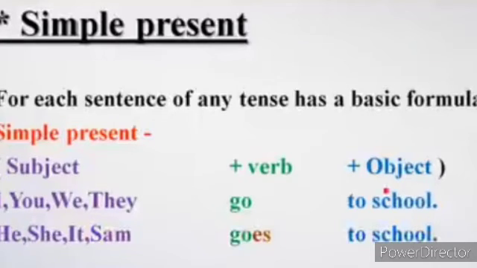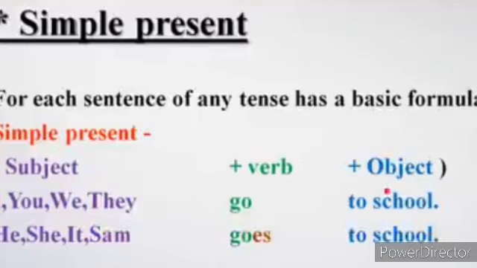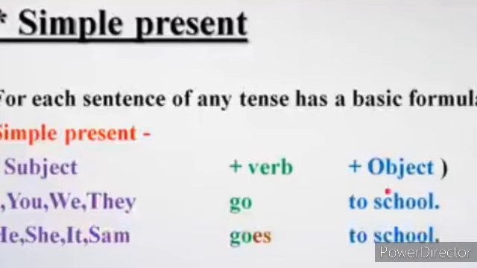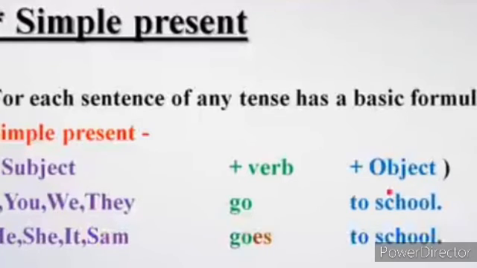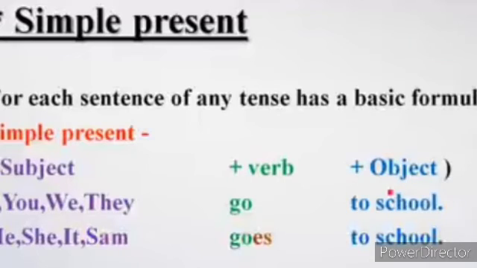So in plural or when you talk about the first person, what will you do? You use go, and the object will be the same. When you see he, she, it and the name of the person, es will be there in the verb. So you have learned that sentence.